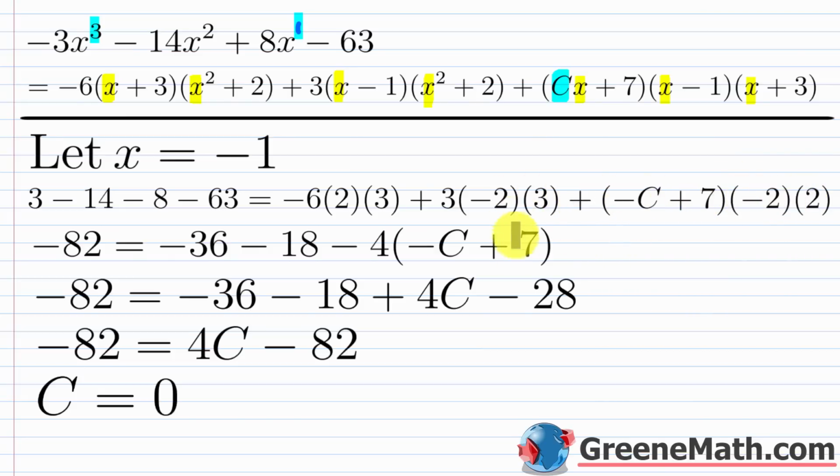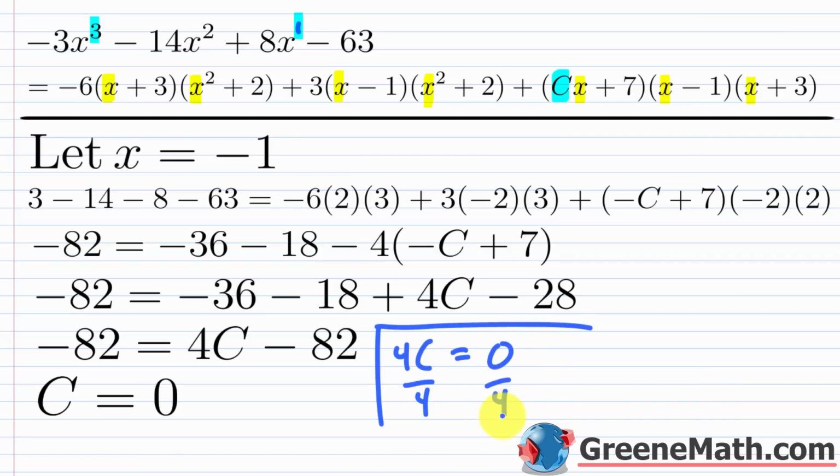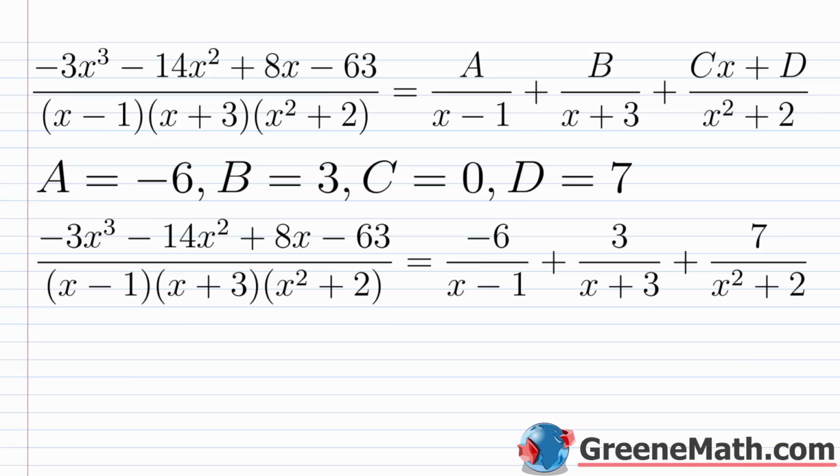Again, just go through and simplify. I'm just going to skip these middle steps here. You're going to end up with negative 82 is equal to 4c minus 82. If you add 82 to both sides, you would end up with 4c is equal to 0. Divide both sides by 4, and you're going to get that c is equal to 0, just like we have there. So again, we're just going to plug in.